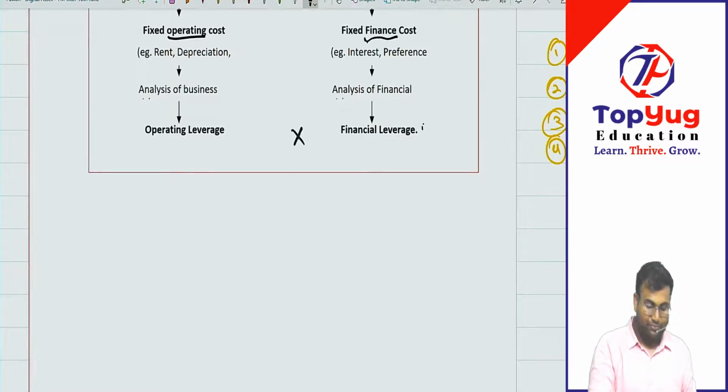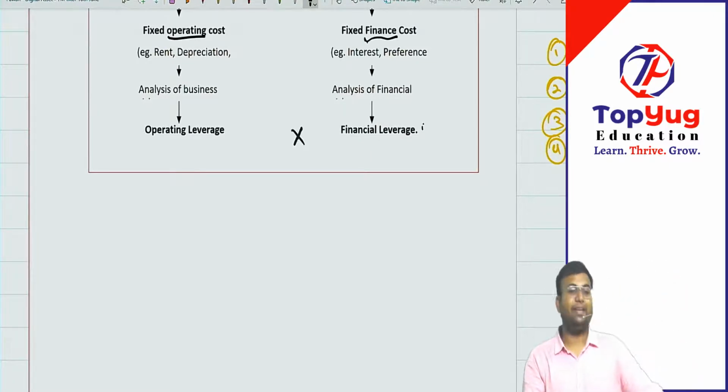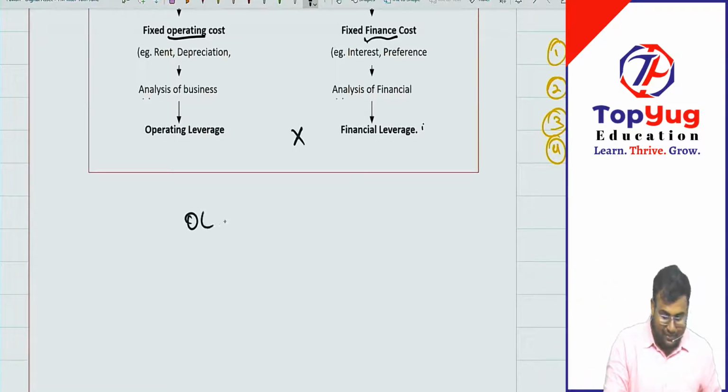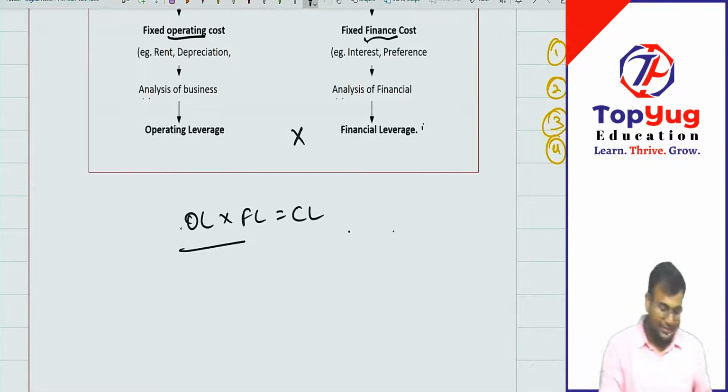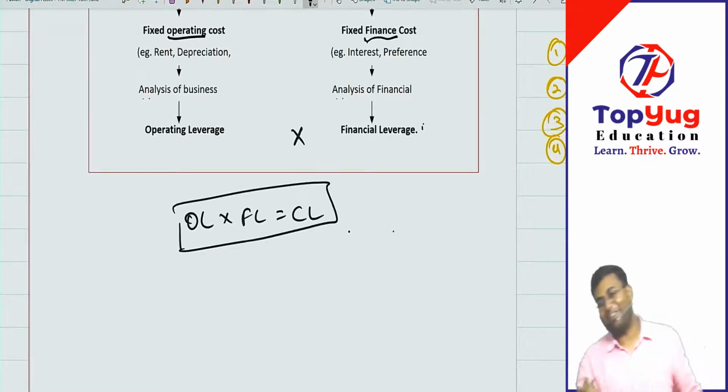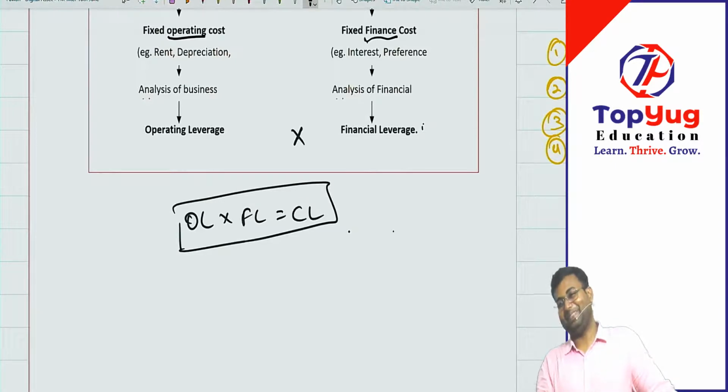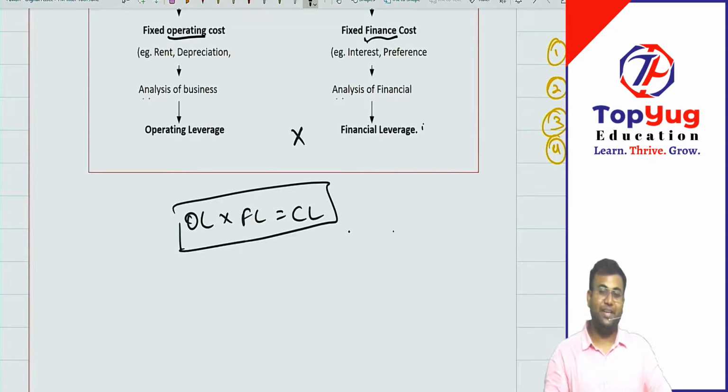To do what? Multiply. Operating leverage into finance leverage is equal to combined leverage. Simple. Yes. Sir, 75% of the chapter is done. Only one part is left out, that is income statement. What is the chapter content?